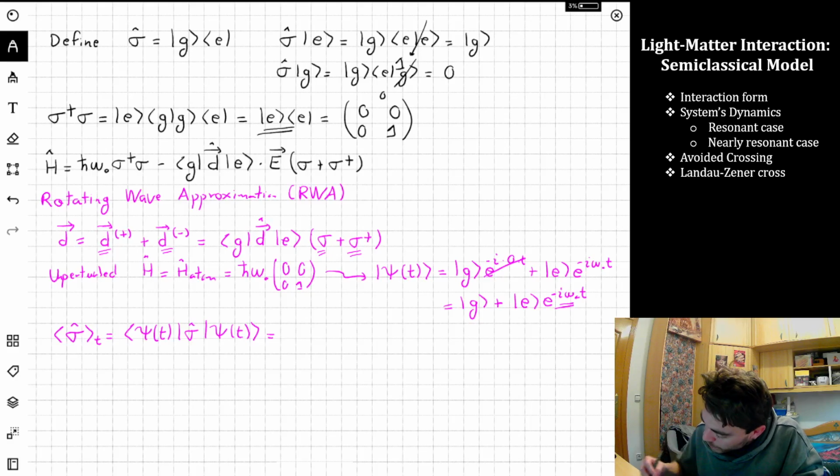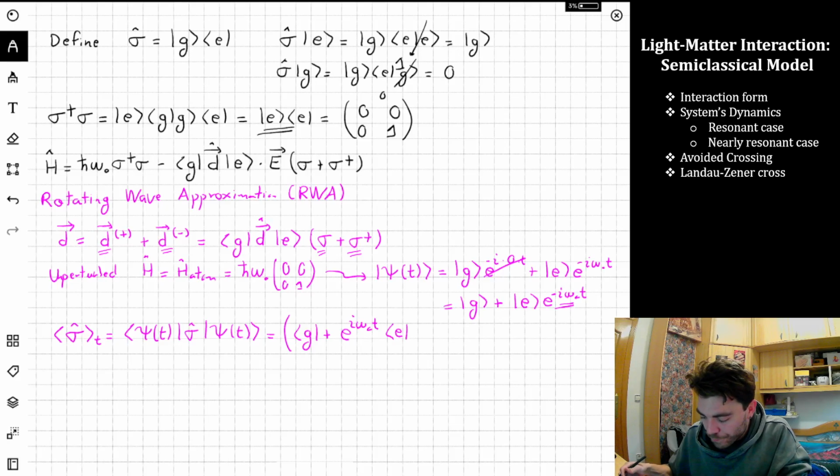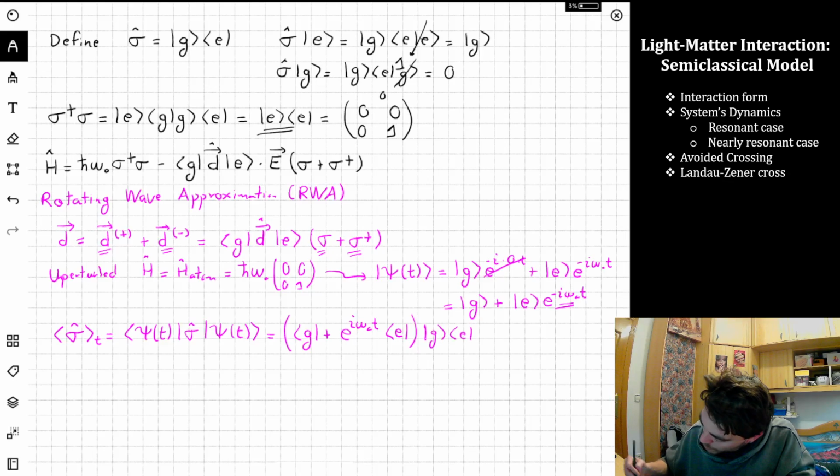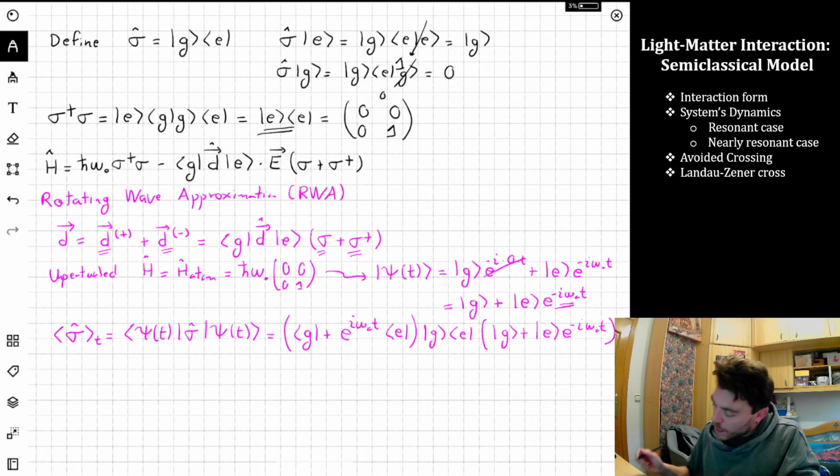And now we can plug this in, so this would be the bra g plus e to the complex conjugate, and now e, and now we have sigma, but sigma we know is GE. And now we have exactly what I just wrote before, the state, which is this. And now what is this?